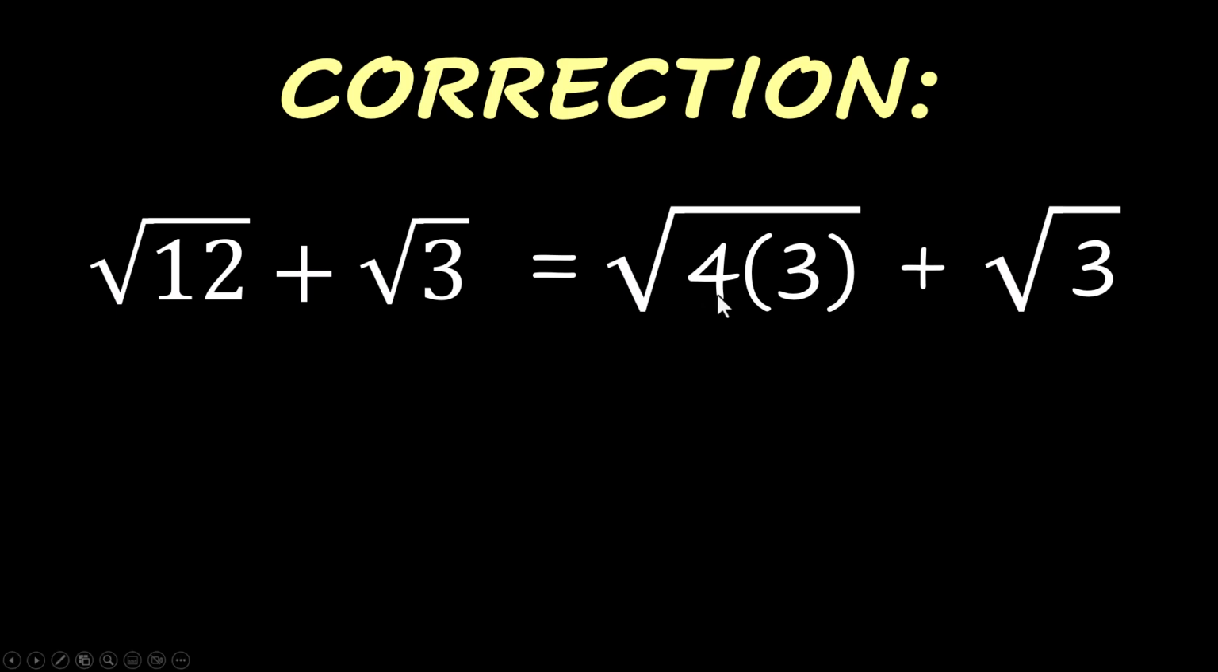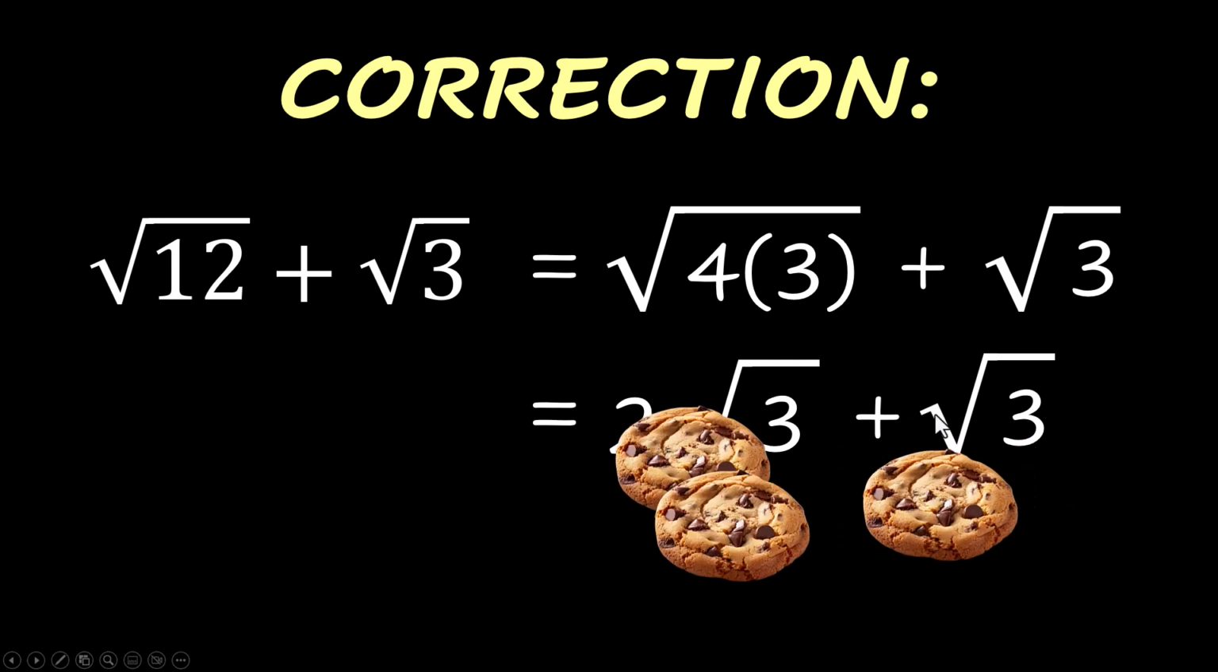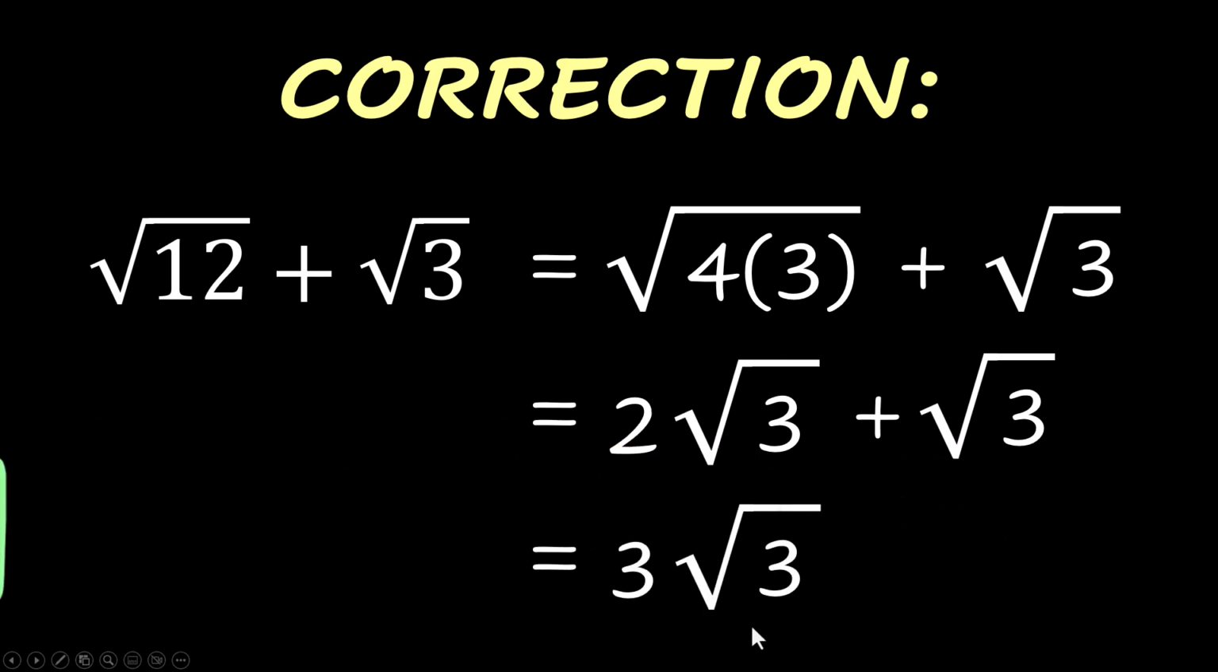And the square root of 4 is 2. I'm going kind of fast here with this, assuming you've seen this before and just forgot. And then we have 2 root 3 plus another root 3. That's like 2 cookies plus another cookie. You have 3 of those cookies.